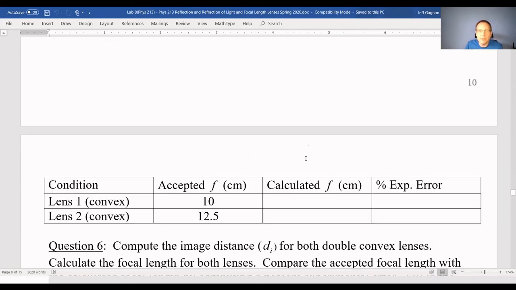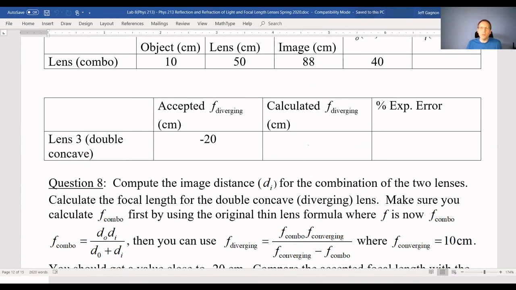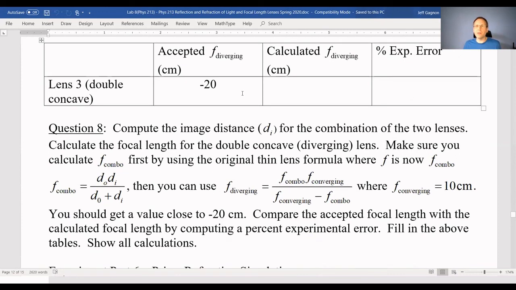So let me go back to that problem. Okay, so once we have F combo, and you got that just by using the usual standard thin lens formula, using DO and DI, then we can plug that into this formula to get our F diverging, which is what we really want. Now, what is F converging? Well, remember, we put the 10 centimeter converging lens in combination with that diverging lens. So F converging is just 10. You just have to plug in 10 here. And F combo is whatever you calculated for your F combo here. Okay, and that'll give you F diverging. And you should get something, it'll probably be like negative 20 point something or negative 21, something around that. So then compare these two by computing the percent experimental error and show me these calculations.